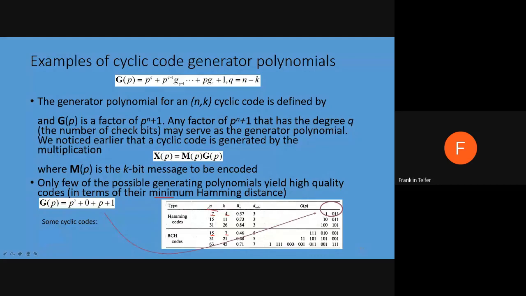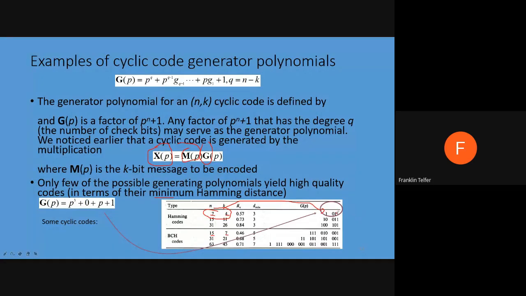So for this (7, 4) code, you have G(P) as 1, 0, 1, 1. That is exactly P³ + 0·P² + P + 1, which we have seen on the previous slide as X³ + X + 1. So the cyclic code is generated by multiplication: the X(P) is the product of the message and the generator polynomial. Or as you can say, the cyclic codes will be generated based on the message and the generator polynomial.